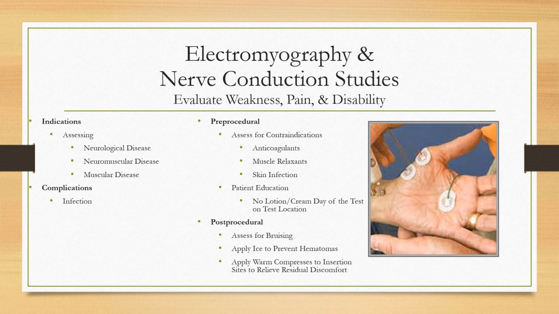Okay, so in terms of pre-procedural checks, sure, asking the patient if they're on anticoagulants. We try hard not to poke people with needles if they're on anticoagulants. Muscle relaxants, because it's going to affect the contraction of the muscles. So if we're looking at doing electromyography, well, if you're on a muscle relaxant, it's not going to be as reliable. Okay. Skin infections, because we don't put needles through infected skin. Okay, so there's the reasons there.